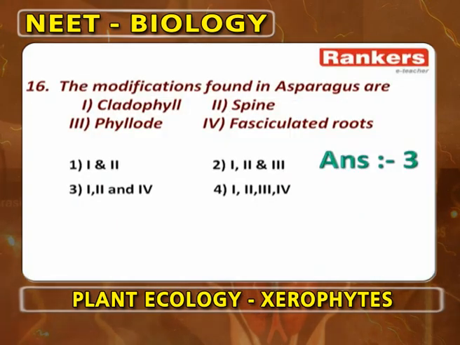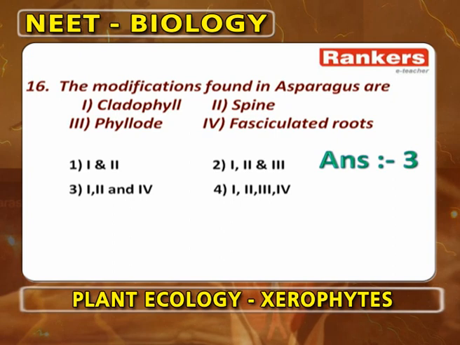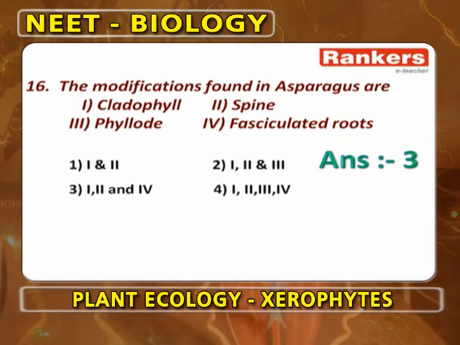The question is, the modifications found in asparagus: cladophyll is correct, spine is correct, phylloid is wrong, fasciculated roots is correct. So 1, 2 and 4 are correct.